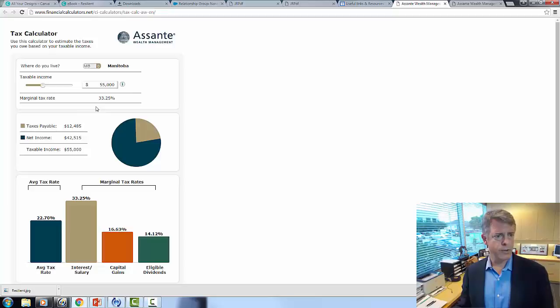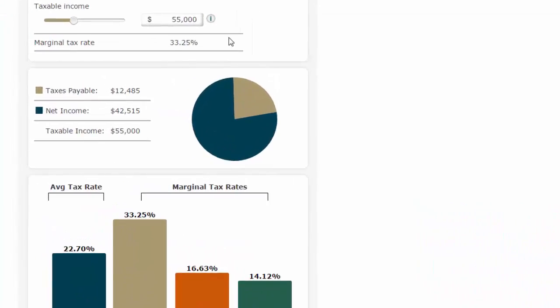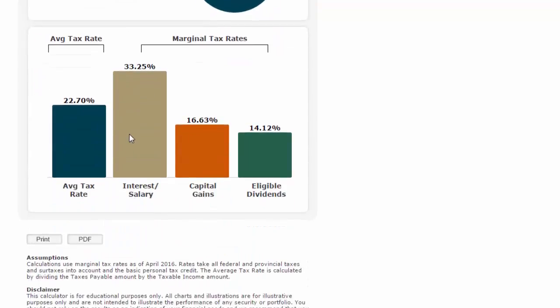The marginal tax rate on that is about 33%. I won't go into defining marginal tax rate. We'll do that in another video. We look at the taxes payable. When you plug the number in, it'll tell you the taxes payable. It's a rough calculator. But the important thing is these particular bar charts here. So what I want to do first of all is look at interest and salary.